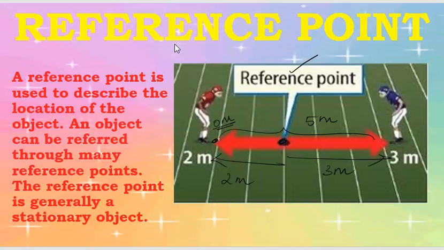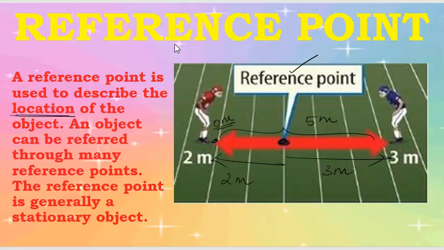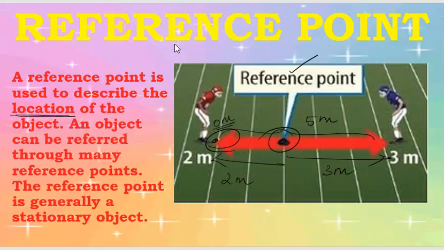So what is this reference point? A reference point is used to describe the location of an object. So an object can be referred through many reference points. That's what we saw here. This is one reference point, this is another reference point. But generally we consider the reference point to be a stationary object.